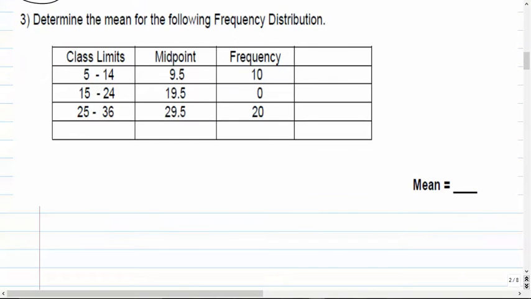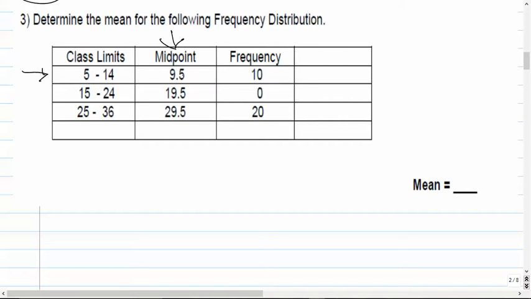Alright. Determine the mean for the following frequency distribution. There are situations where you're not actually given the actual data, but you're given a frequency distribution. So what you do is you calculate the midpoint, which is given to you here, and you use that to represent the data that is in that particular class.